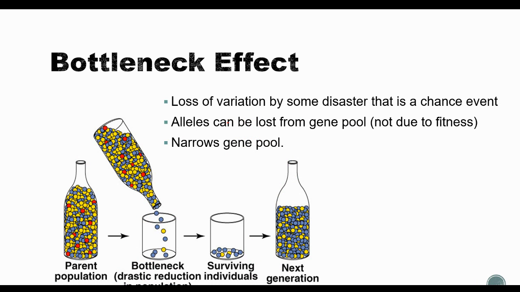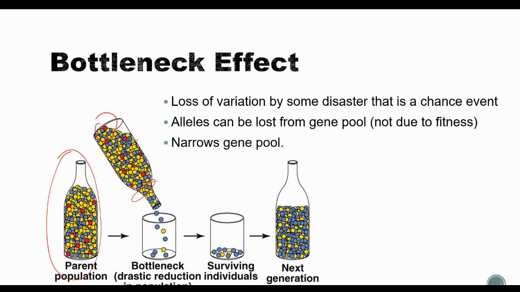Here's another example of that bottleneck. So this is why we call it a bottleneck. You have this parent population. Imagine it's in a bottle and you're pouring it out, and only a couple can get through the neck of the bottle at a time. So there's some disaster. It means that most of what's in that bottle will not survive to the next generation. And so some of the alleles are lost from the gene pool, but it's not due to fitness, it's due to randomness. So this red allele is just not very common, and it's completely lost to the next generation.